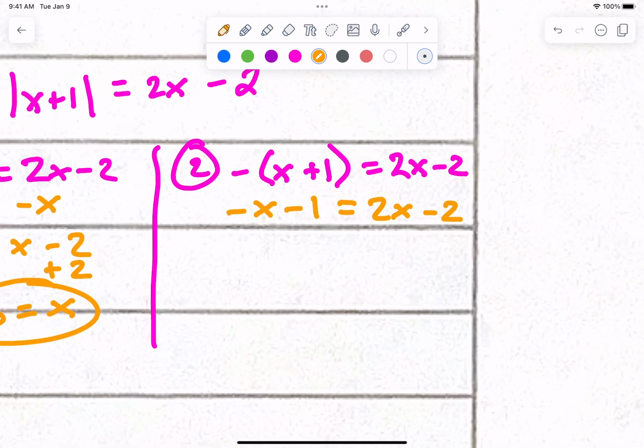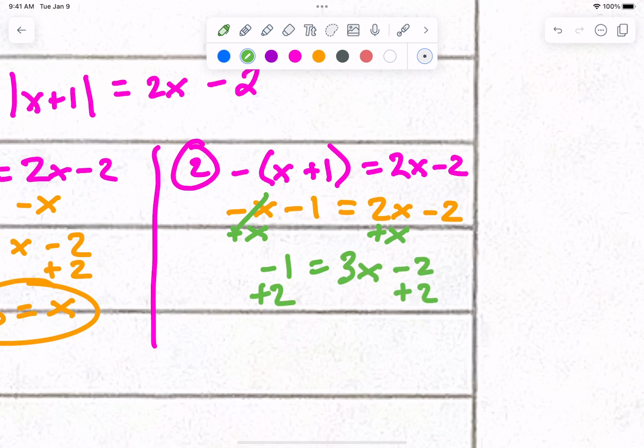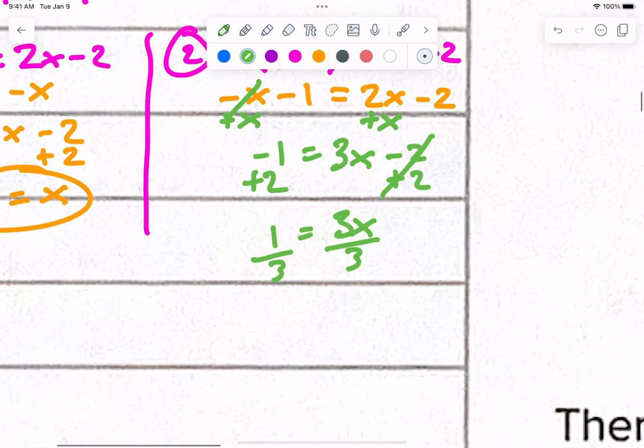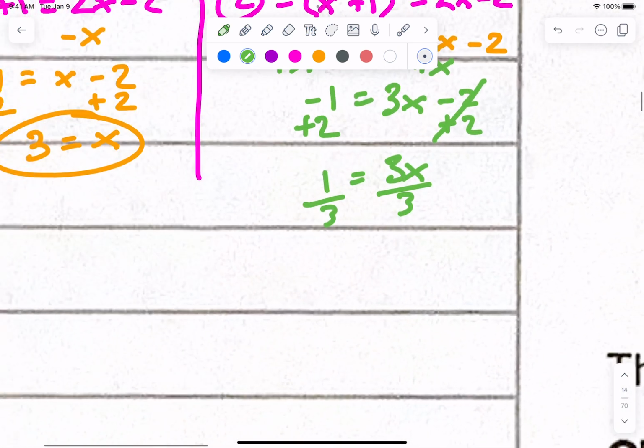We've already distributed the negative through. What would you like to move? Add the x over. So negative 1 equals 3x minus 2. Add the 2. What's negative 1 plus 2? 1 equals 3x. Okay, and then let's divide by 3. x is 1/3. Whoa. x is 1/3.